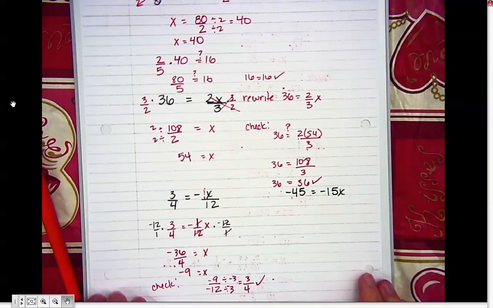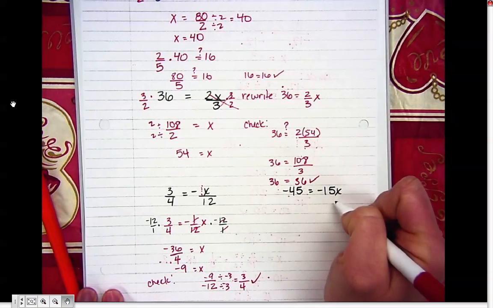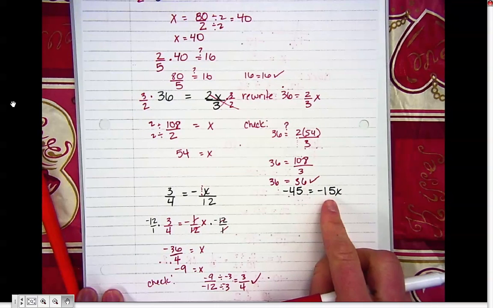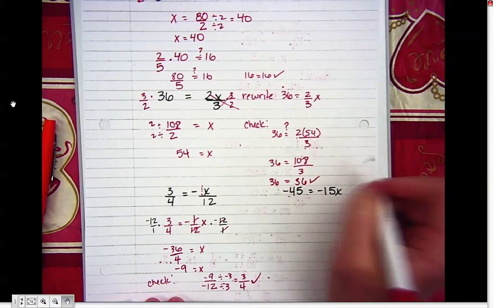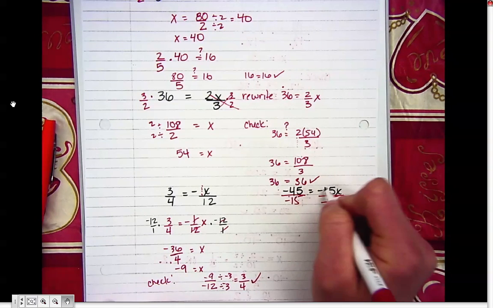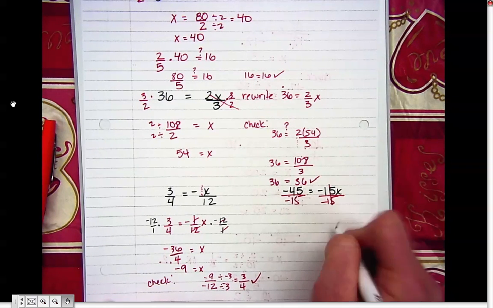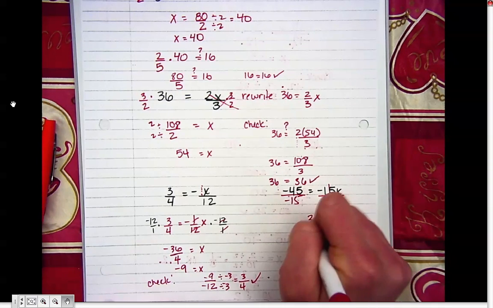Finally, our last problem, I'm going to divide by negative 15. Why negative 15? Because that's the number that is attached to the variable. Remember, our goal is always to get the variable by itself, so we need to get rid of all the stuff that is on the same side as the variable. So I'm going to divide by negative 15, divide by negative 15. Negative 15 divided by negative 15 is 1, and I get x equals negative 45 divided by negative 15 is going to be positive 3.